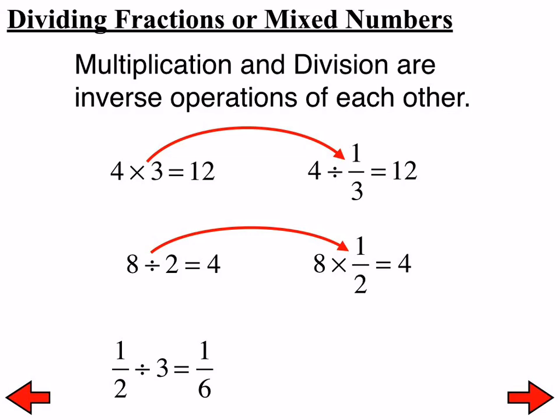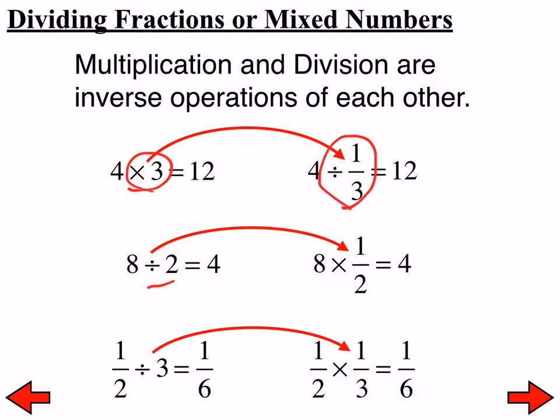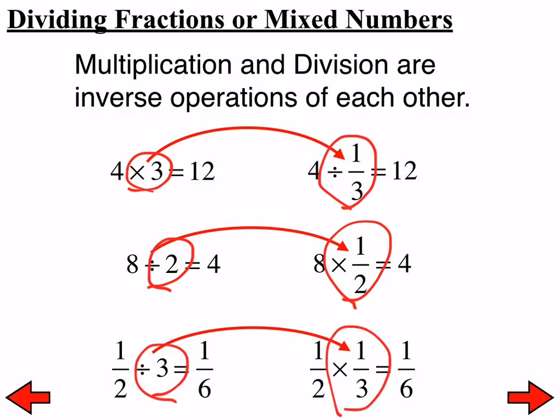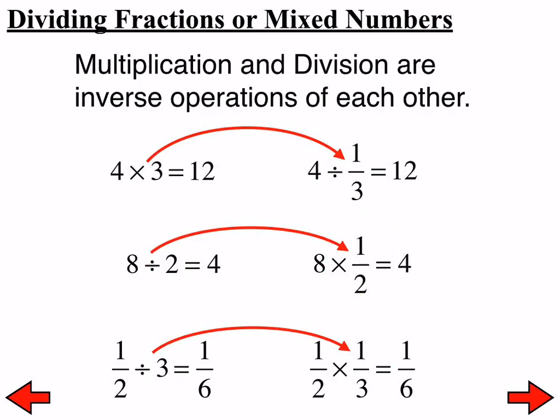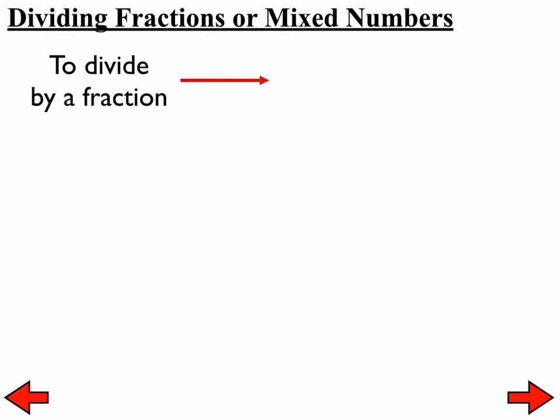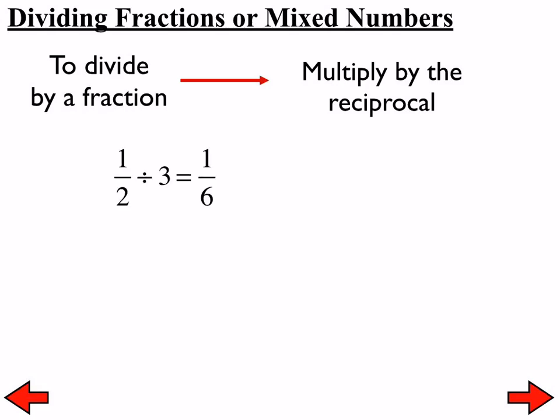1/3 divided by 3 equals 1/6. That is equivalent to 1/3 multiplied by 1/2 equals 1/6. We have inverse operations right here, and here, and then here, and here, and then here, and here. Those should be very, very familiar to you when you're switching from one thing to another. So to divide a fraction, or to divide by a fraction, is to multiply by the reciprocal. So 1/2 divided by 3 equals 1/6.